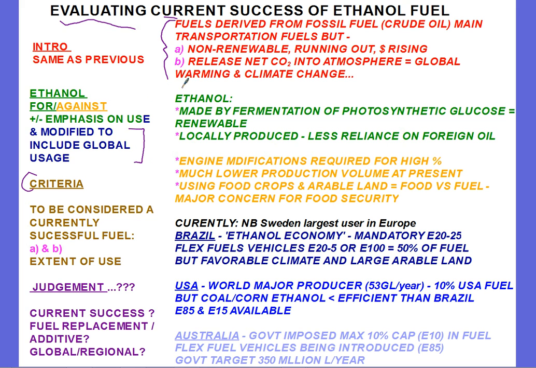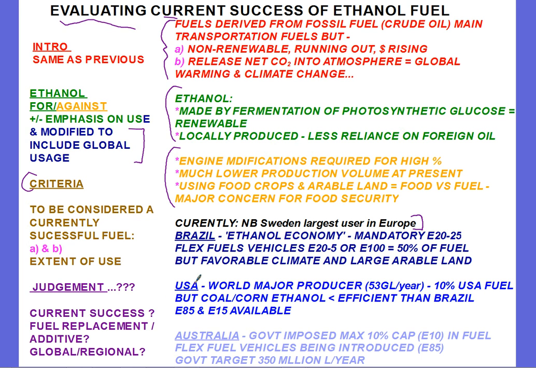So my for and against, I'd actually modify a bit, only choose a few, the ones that are relevant to evaluating current success. Things like the fact that it's renewable, it's locally produced, you do need engine modifications, you've got lower production volumes, and it also takes up food crops. Then I'll look at how it's actually being used in the world right now. Now a little note here that Sweden's currently the biggest user in Europe, but two of the biggest players in the world are Brazil and USA.